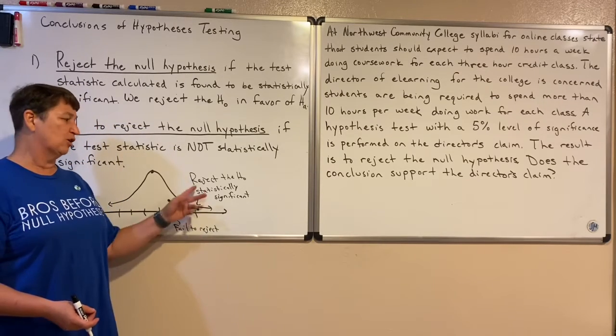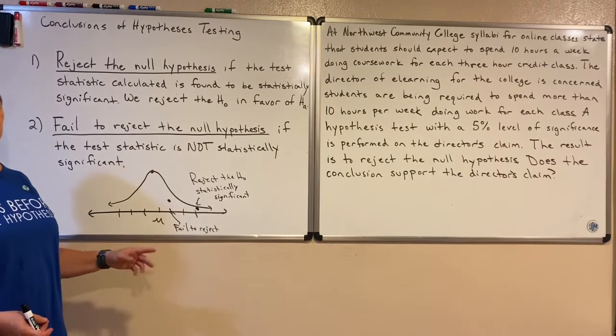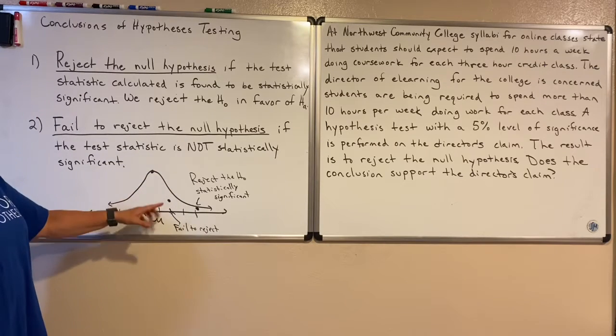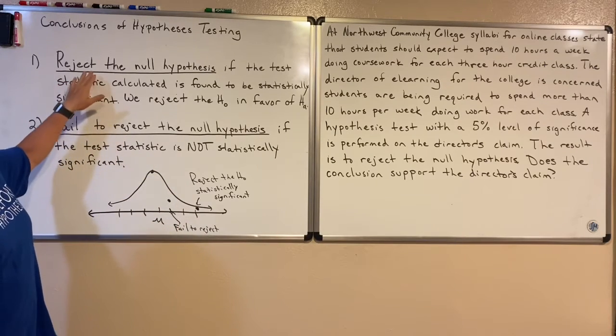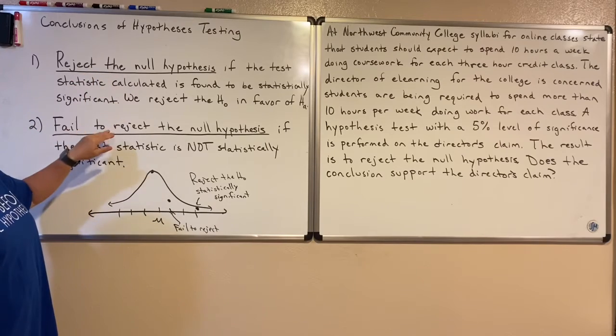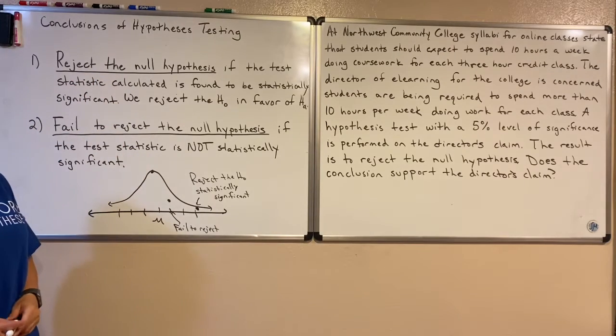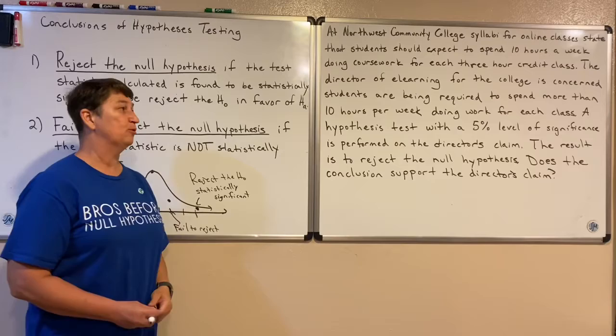So we can make those same errors here as well. We'll look at that later. So the two conclusions we can come to are to reject the null and to fail to reject the null. Let's look at an example here.